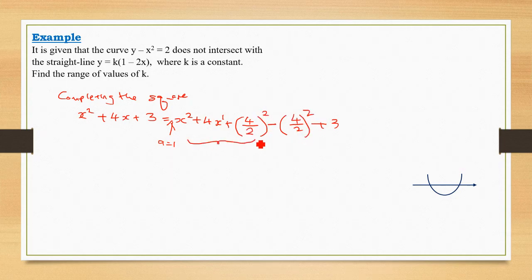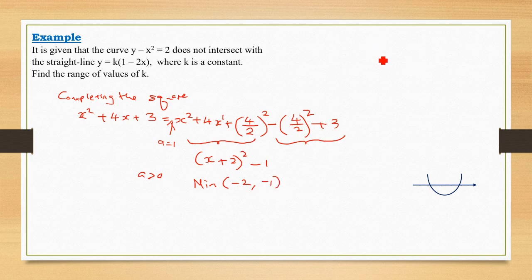So this becomes (x plus 4 divided by 2, which is 2) squared. And 4 divided by 2 is 2, squared, gives you 4. So negative 4 plus 3 will be negative 1. If you are finding maximum or minimum, in this case a is 1, which means a is greater than 0, so this will be a minimum. And the point will be negative 2, negative 1.